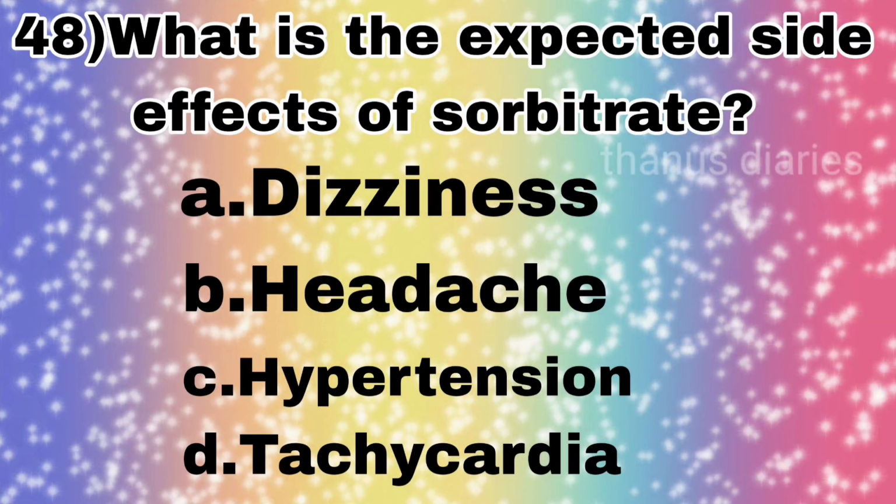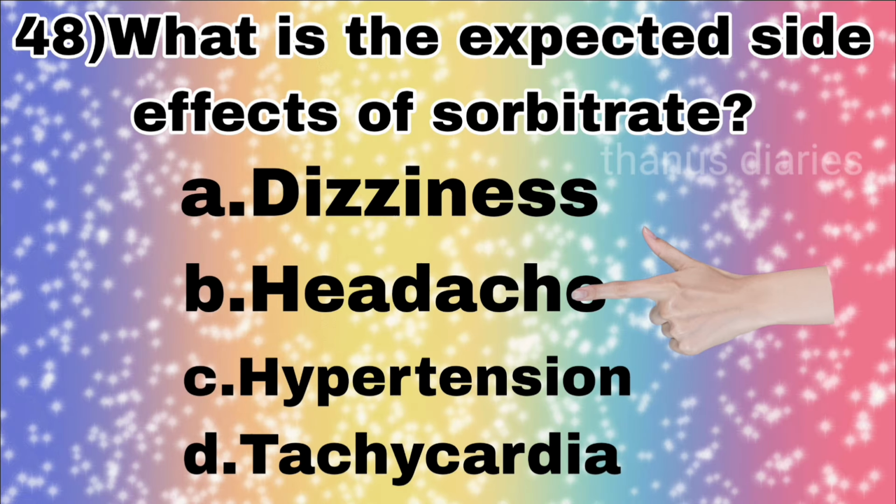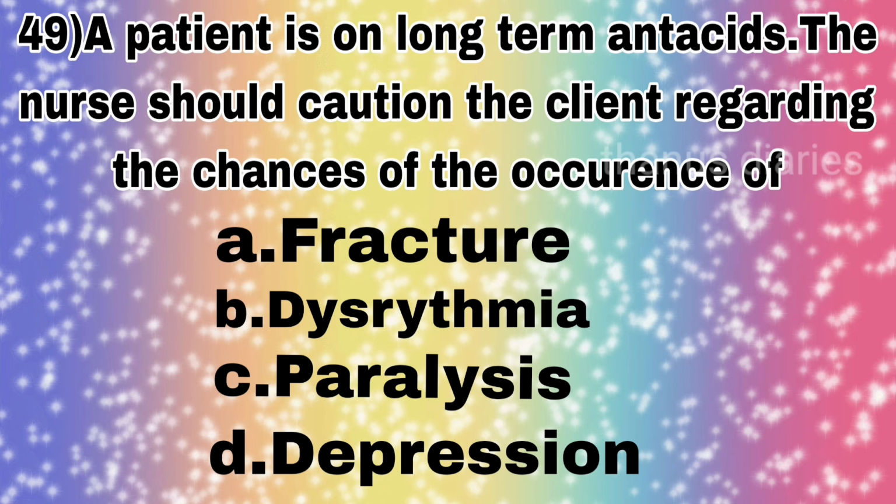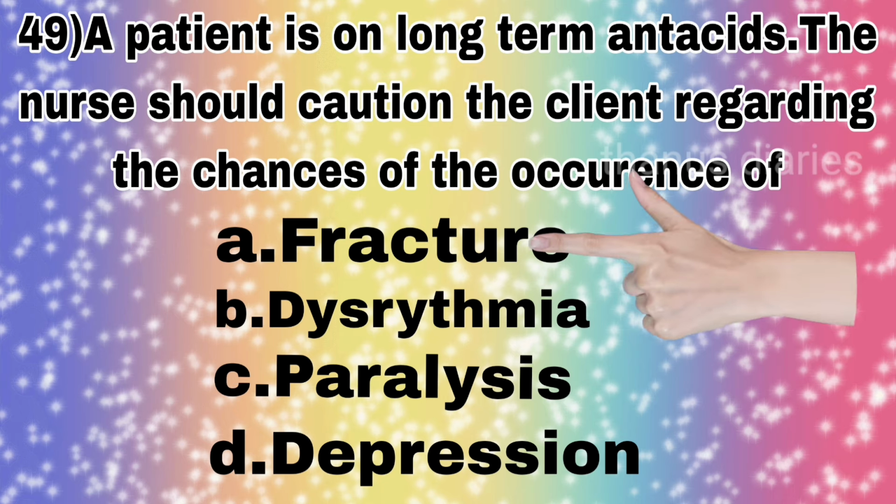Next question. What is the expected side effect of sorbitrate? Dizziness, headache, hypertension, tachycardia. And the answer is headache. Next question. A patient is on long-term antacids. The nurse should caution the client regarding the chances of occurrence of fracture, dysrhythmia, paralysis, depression. It's fracture.